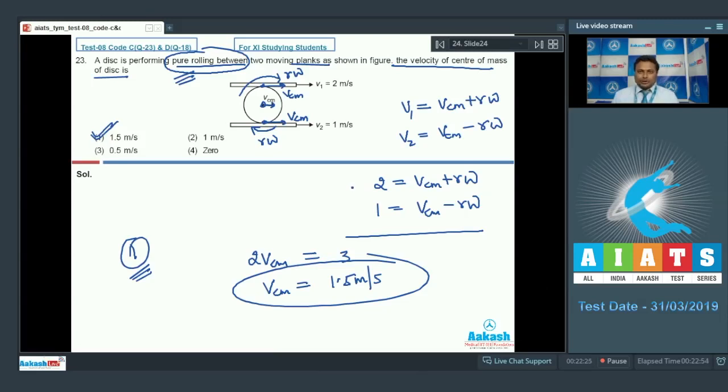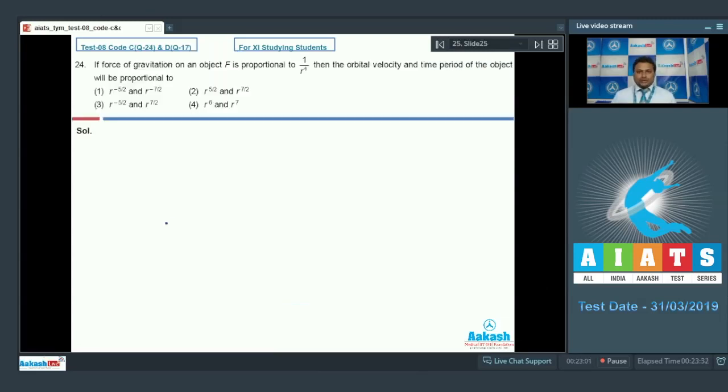Move on to question number 24. So here is question number 24, everyone. The force of gravitation on an object F is proportional to 1 by r to the power 6. Then the orbital velocity and time period of object will be proportional to what? Means how they will be proportional, or how they will depend on r.